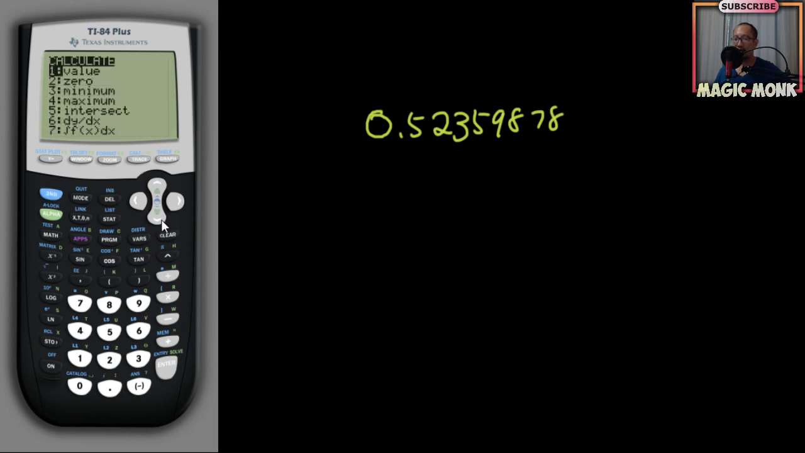Okay, so x is 0.523. Let's just write that down. 0.523. And then let's write down the other intersection. Second calc intersect, guess, 2.61.